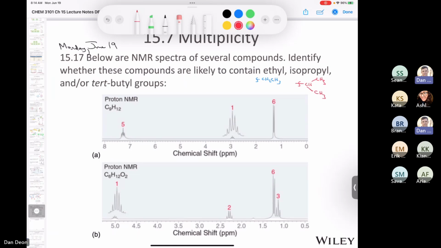And then a tert-butyl group. Well, I know you know what a tert-butyl group is. It's when you have a carbon that has 3 methyl groups attached to it like this.